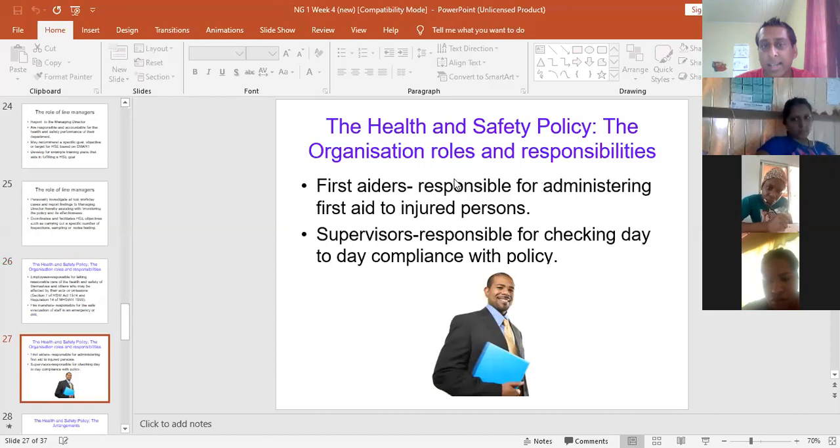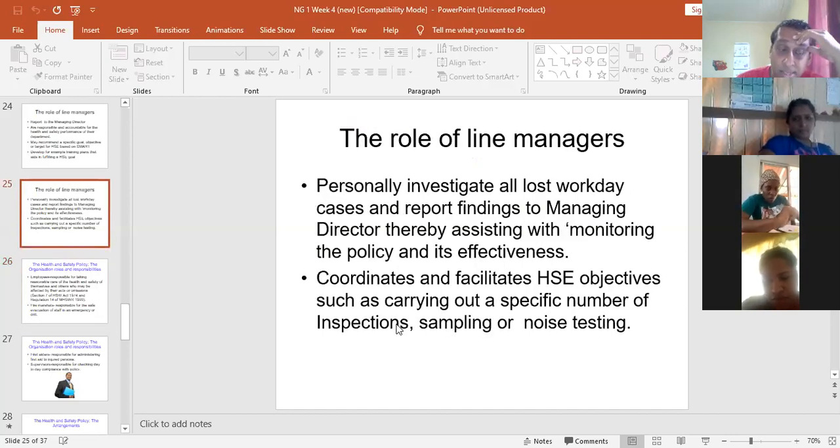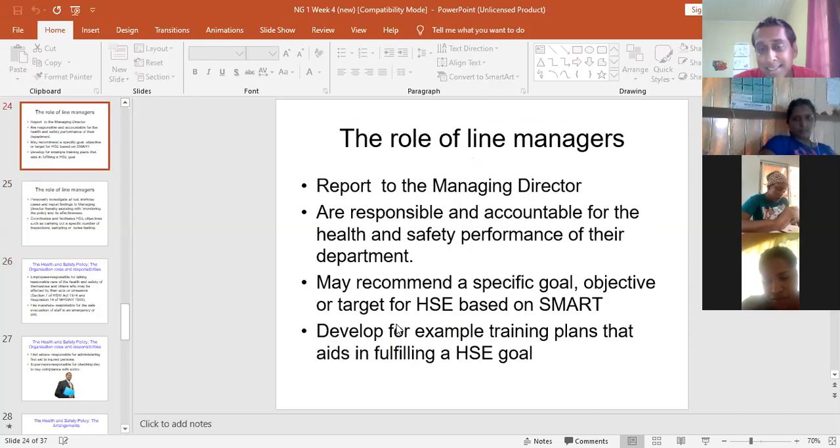First aider, responsible for administering first aid to injured persons. When you give the who, but he doesn't look like a first aider, he looks like a supervisor, right? So supervisor, responsible for checking day-to-day compliance with the policy. So once you give the who, you give a function. Fire marshal, responsible for safe evacuation of staff in an emergency or drill. Employees, responsible for taking care of themselves and that of others, right? So you're supposed to know 6 who's, 6 types of persons.